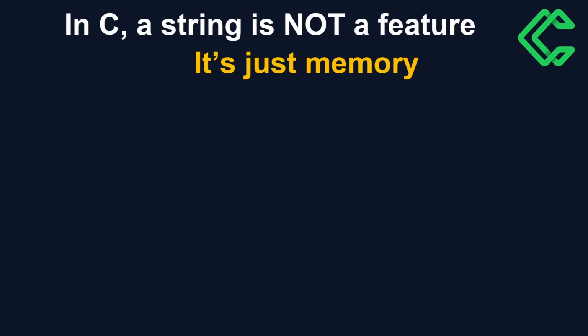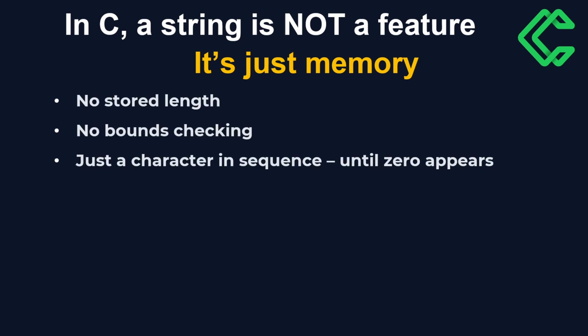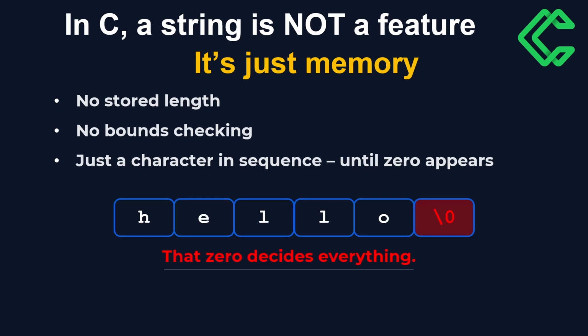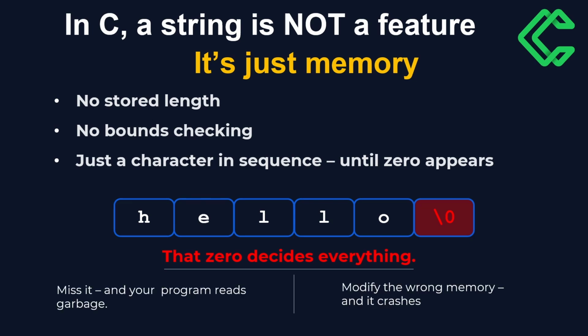In C, a string is not a feature. It is just memory. No stored lengths, no bound checking, just characters in sequence until 0 appears. And that 0 decides everything. Miss it and your program reads garbage. Modify the wrong memory and it crashes.